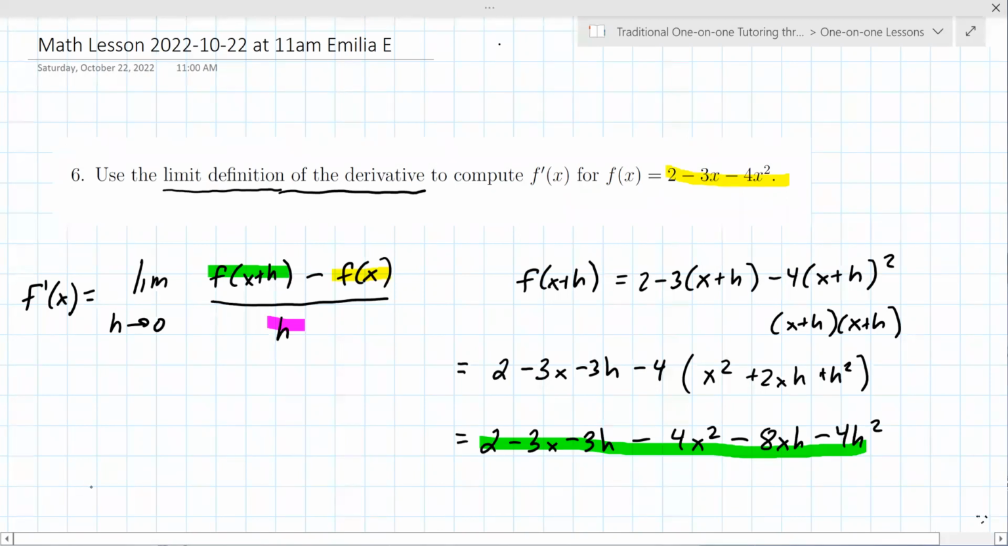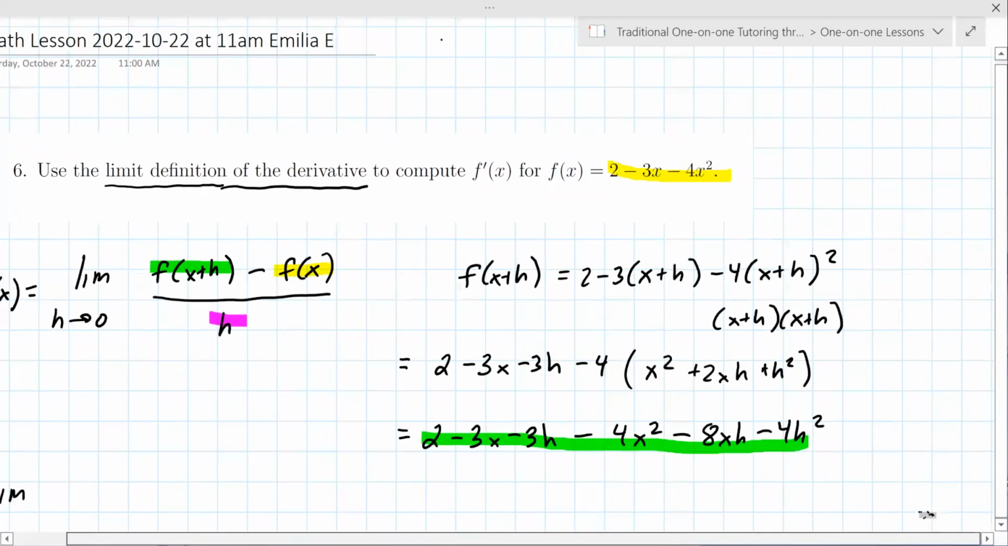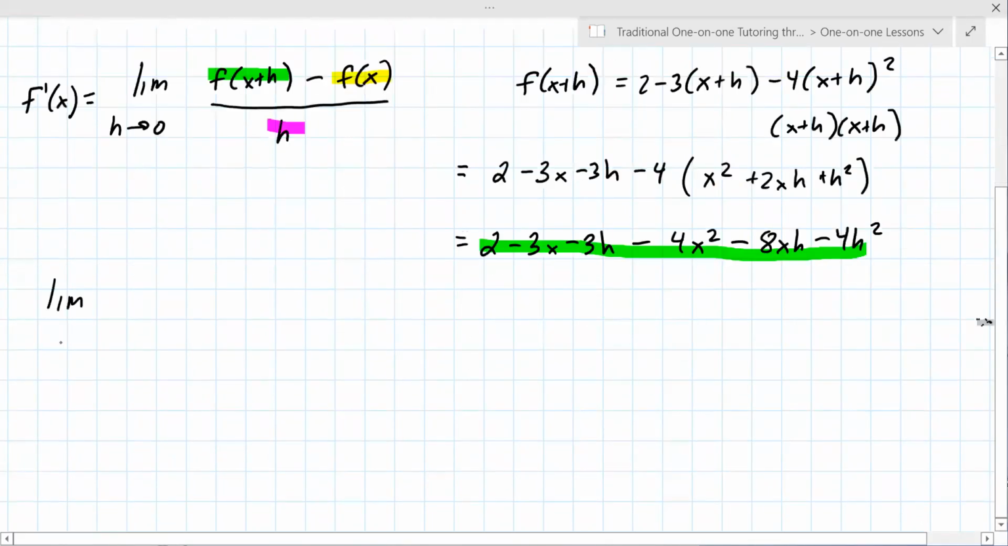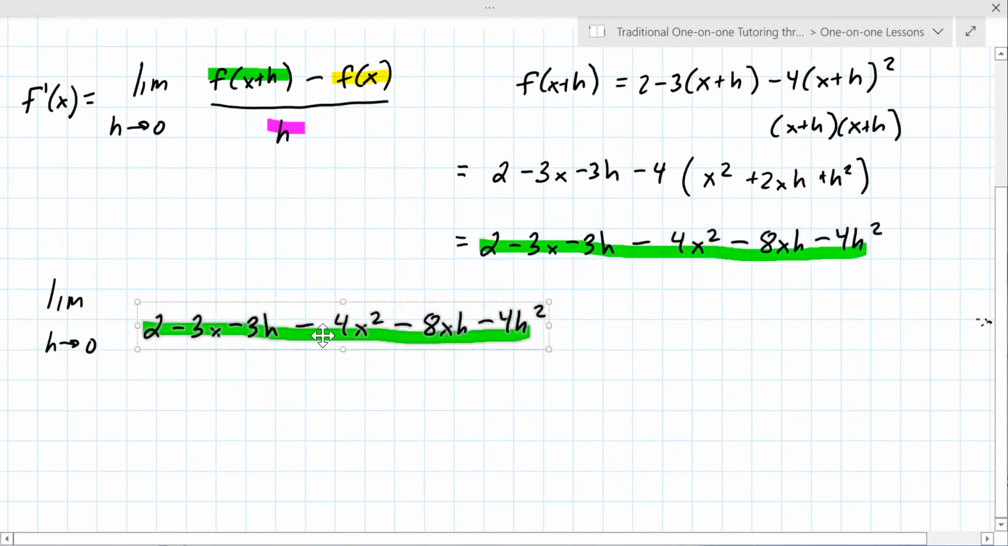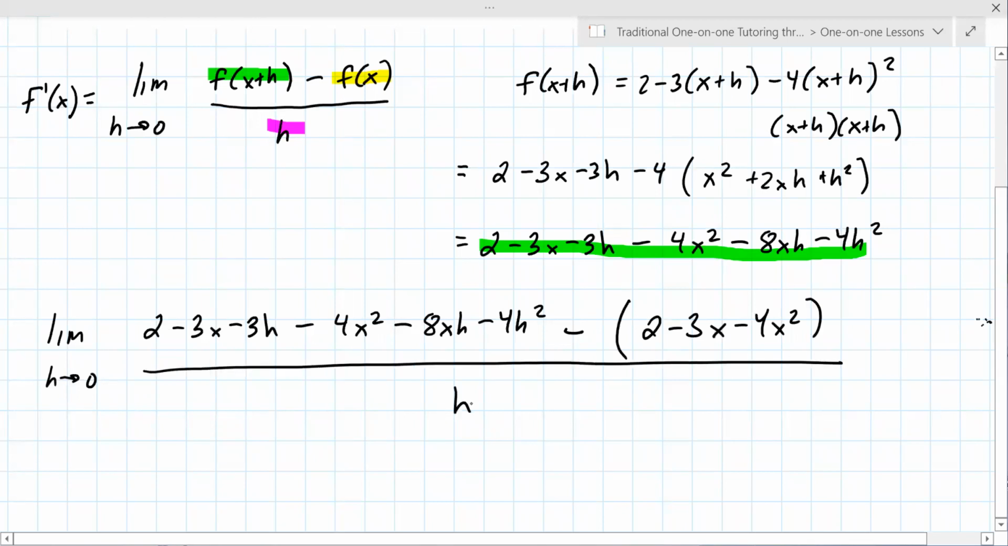You have to write the limit as h goes to 0. And then you have to grab all this stuff here. It's easy for me because I just copy and paste, but you need to grab all that. Subtract f of x, so you want to do that in parentheses. That's 2 minus 3x minus 4x squared, like this, all over h.